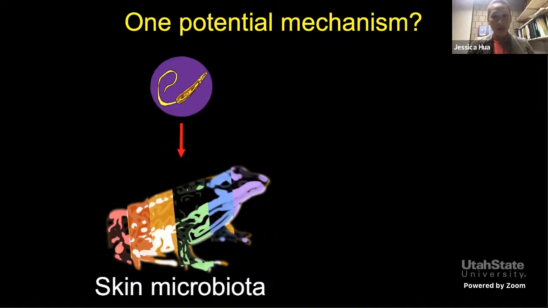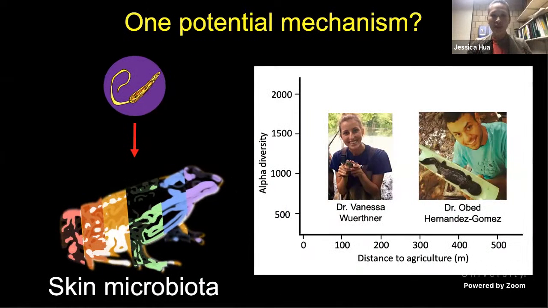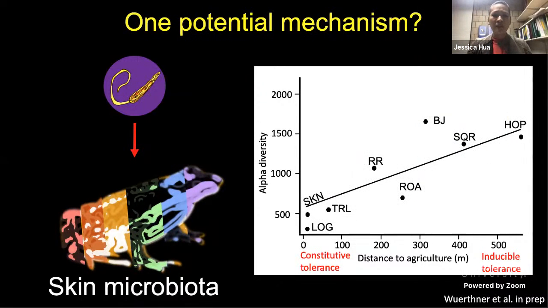In collaboration with my good friend Dr. Obed Hernandez Gomez at Dominican College, Vanessa went out to the populations and again brought them back to the lab and reared them in lab environments. She swabbed their skin, and what she found, on the x-axis here you have distance to agriculture, is that those close to agriculture had constitutive tolerance. Those far from agriculture had inducible tolerance, and again, those were the more susceptible populations. She found that those that were inducible also had a higher alpha diversity of the skin microbiota.